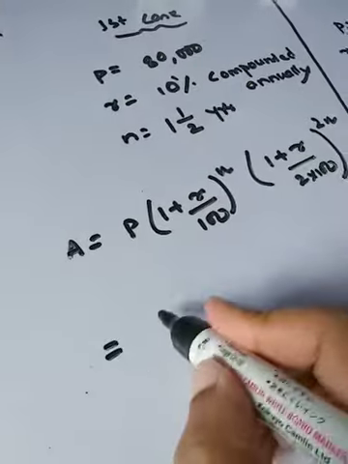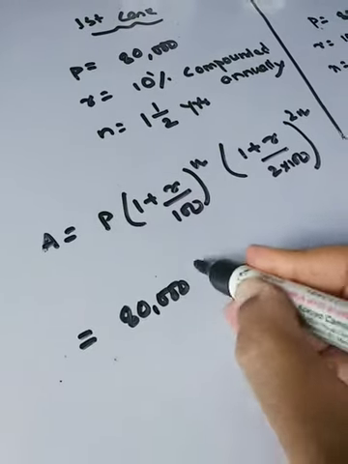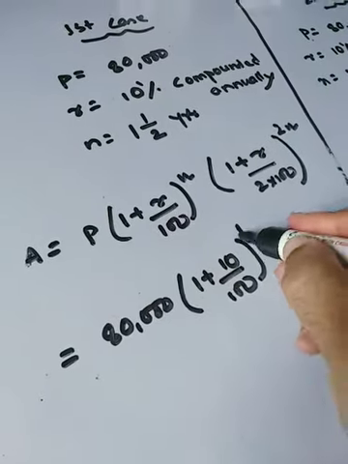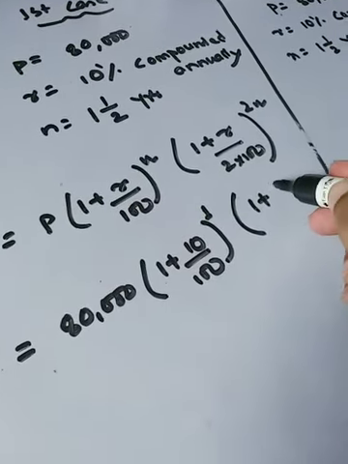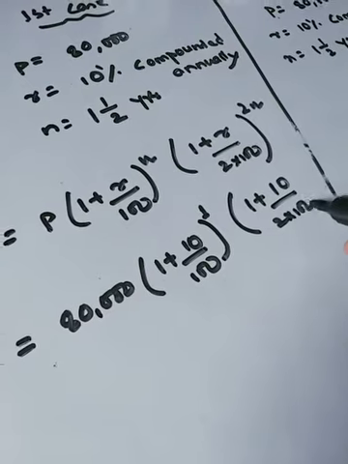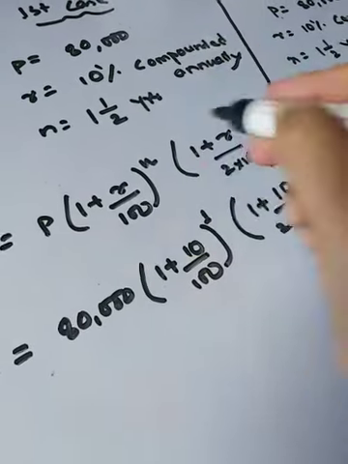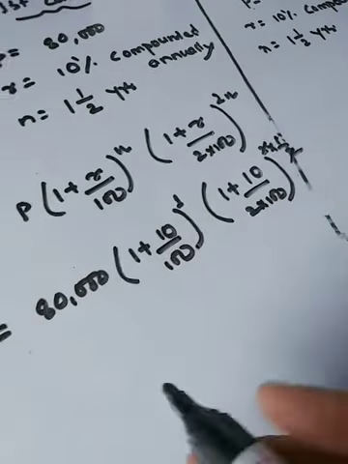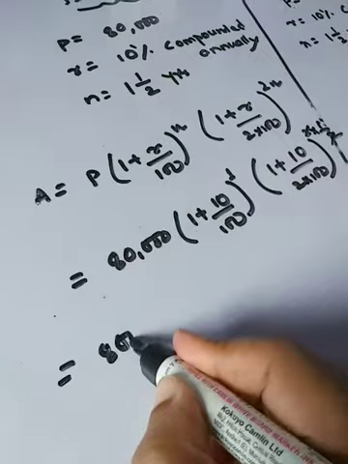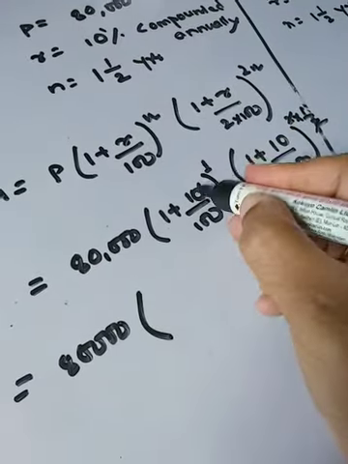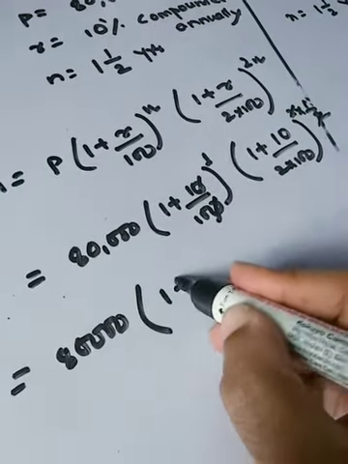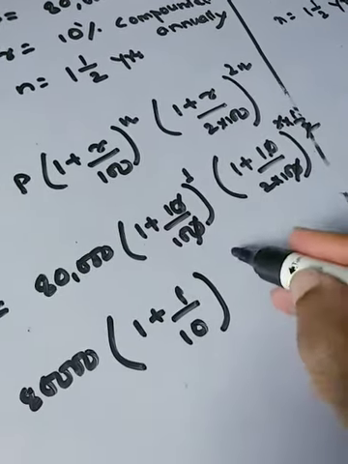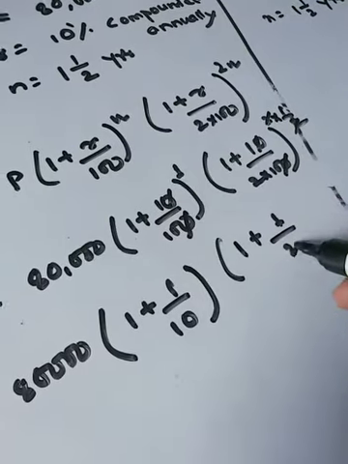Now let's write it down. 80,000, 1 plus 10 upon 100, this would be 1, and for the half year 10 by 2 into 100, and in place of n we'll write half, so this 2 will be cancelled. Now 80,000 will reduce by two zeros, so it will look like 1 upon 10. Again we'll do the same thing with this, so 1 plus 1 by 20.